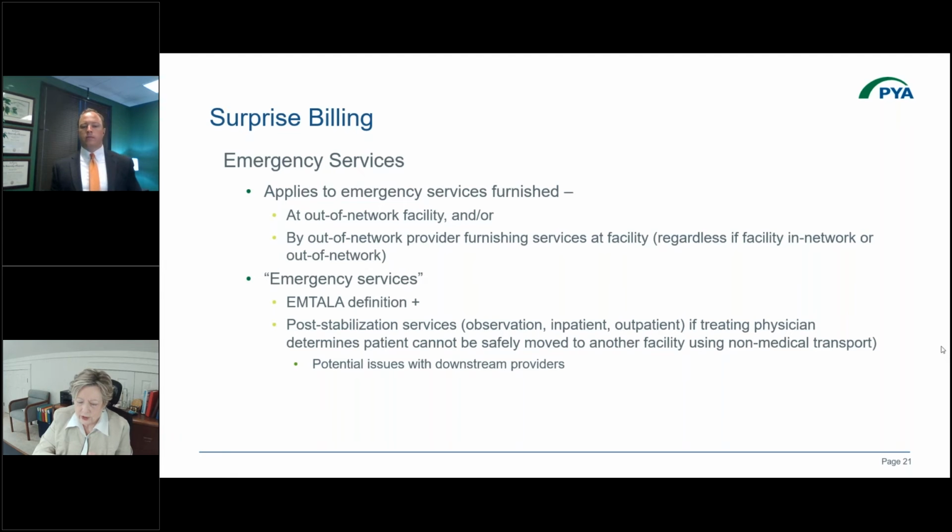Now, this is a potential issue with downstream providers, and it is a concern related to some of the current billing parameters that are out there, because as an example, let's take a patient who was treated in the emergency room for a respiratory concern. Patient was admitted to outpatient observation. That was the order from the emergency room physician, and then the patient was treated in outpatient observation by a hospitalist. Well, that service is an emergency service.